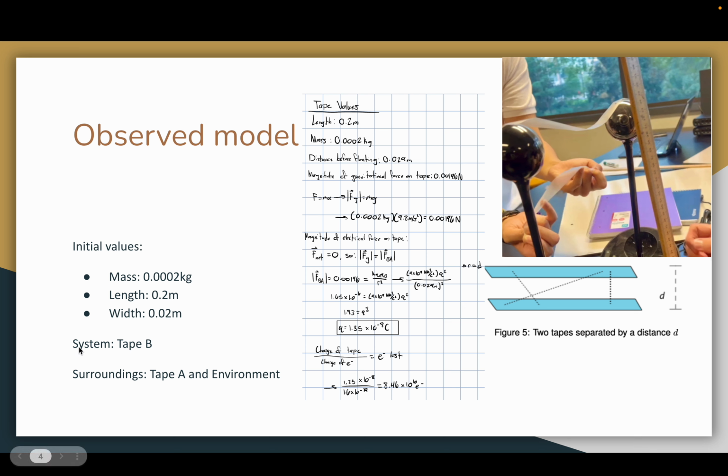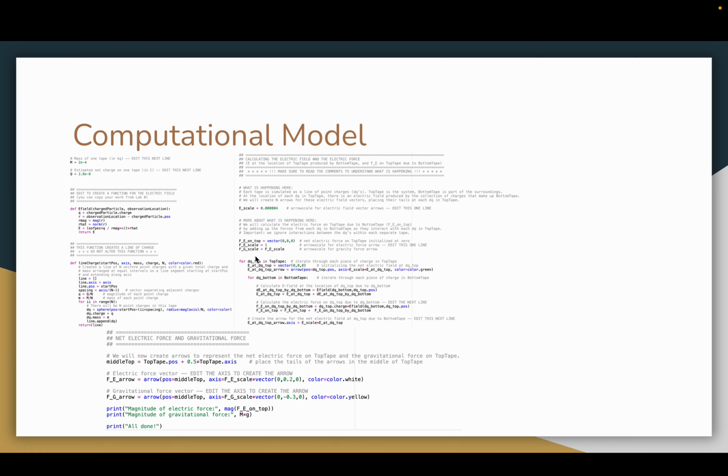And our system was tape B, because that's what we're trying to find the charge on and the force on. Our surroundings is tape A and the environment, the environment being the lab room. Everything that's not tape B counts as the environment. As you can see here, these are the calculations done to determine the charge on that tape B.